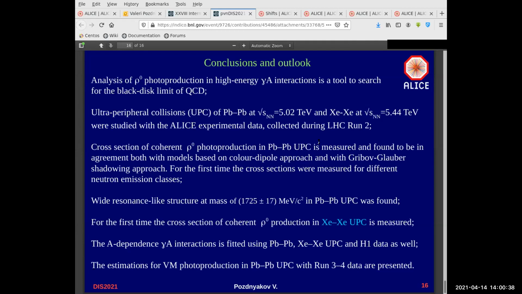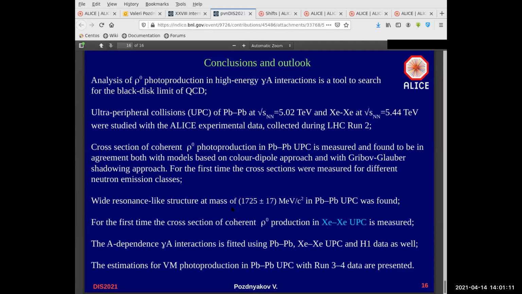So we measured rho-zero in both lead and xenon at approximately the same energy. And we measured coherent rho-zero in lead and found this in agreement with both a model based on the color dipole approach and the Gribov-Glauber shadowing approach. And for the first time, we measured the cross-section for different neutron emission classes.